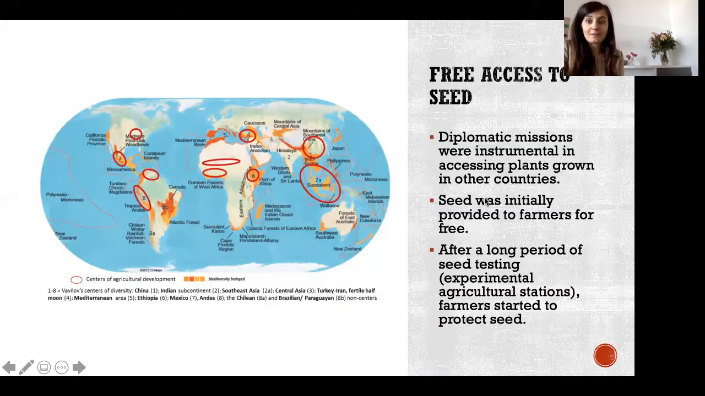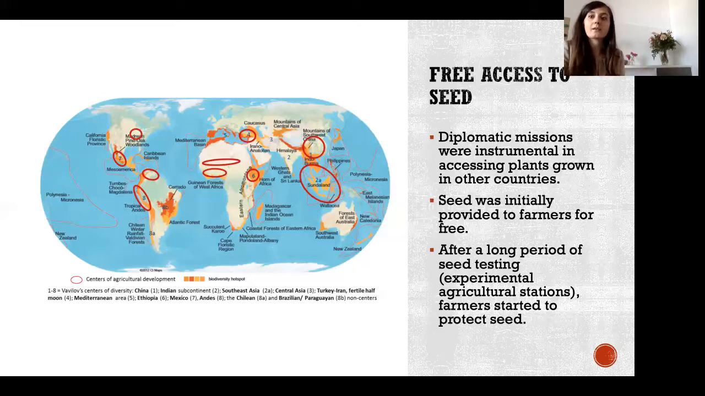So how did these laws develop? Here we can see in this figure there are different centers of agricultural development. So we had different types of crops in different parts of the world. Before, the world was not so globalized, especially if we think of the fact that people did not travel as we used to travel before the pandemic, and it was hard to get access to plants in other countries. Diplomatic missions were instrumental in accessing the plants grown in foreign countries, and these plants were taken for free and they were provided for free to farmers.